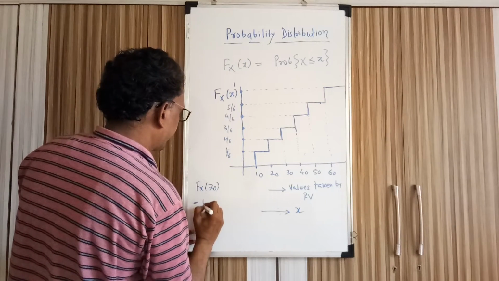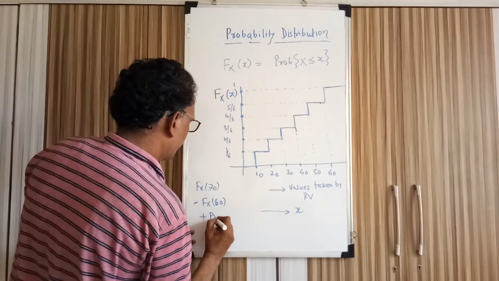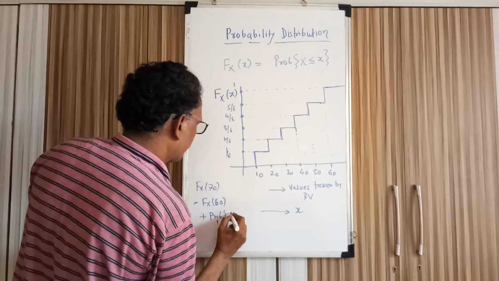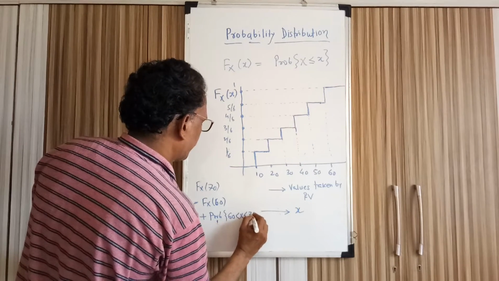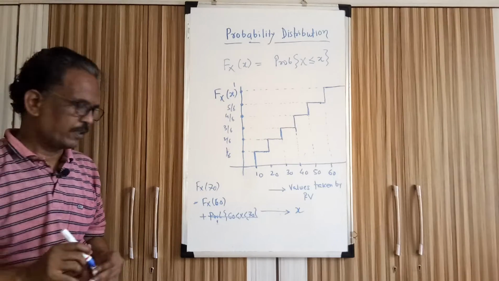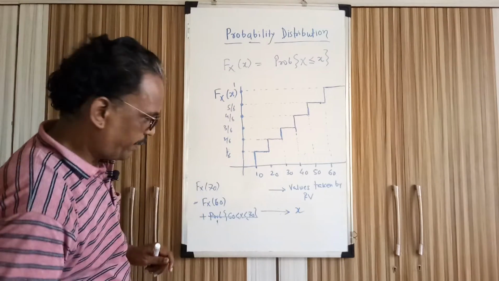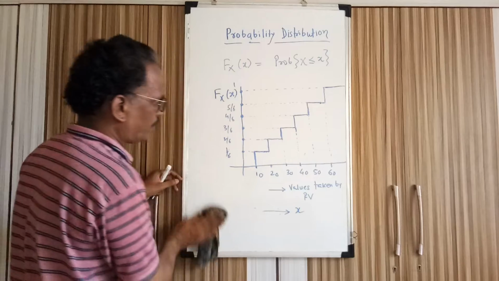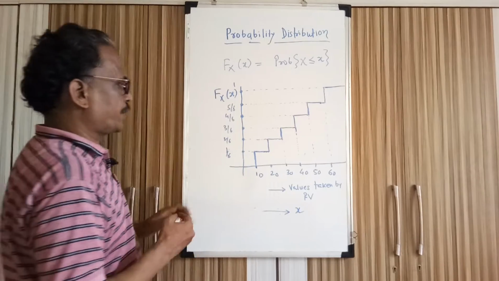So FX of 70 is equal to FX of 60 plus the probability of the random variable taking a value greater than 60 and less than 70. This is 0, it is not taking any value. Okay, the contribution from this is going to be 0. So FX of 60 is 1, FX of 70 is also 1, FX of 80 is also 1, FX of infinity is also 1. So this is the probability distribution function, which is also called the cumulative distribution function.